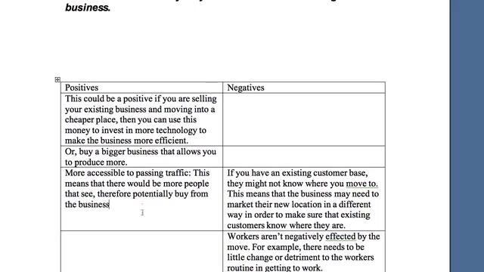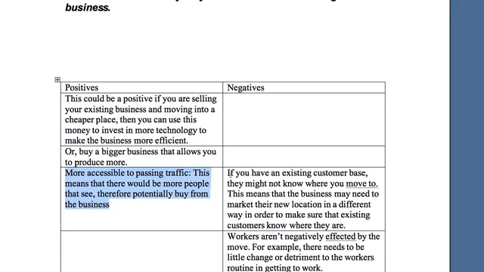You need to look at the fact that the business may be more accessible to passing traffic. This means that there would be more people that see your business, therefore potentially buy from the business. Particularly if you're moving to a main road and you have people driving past all the time, they are people that see your business, so therefore may come in and buy it. So the more people that see it, the better marketing that is.